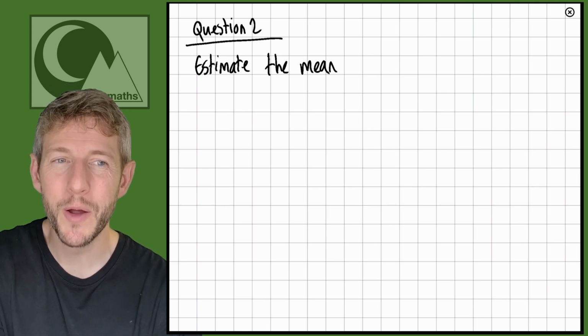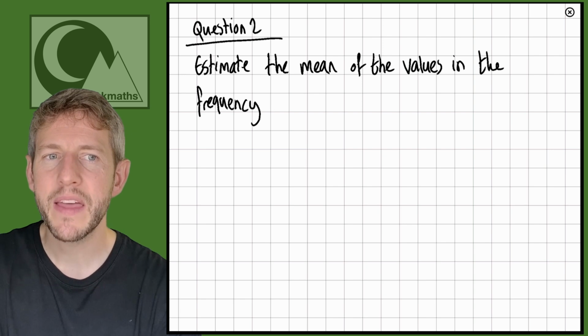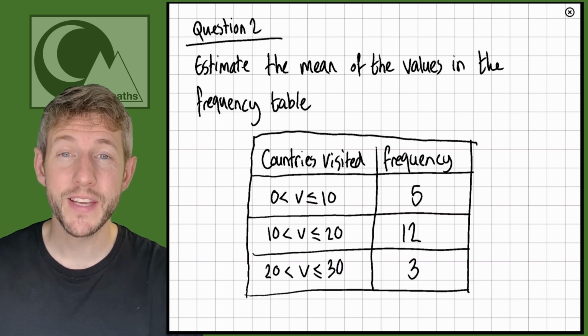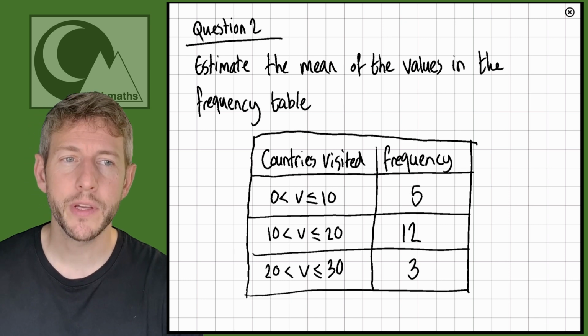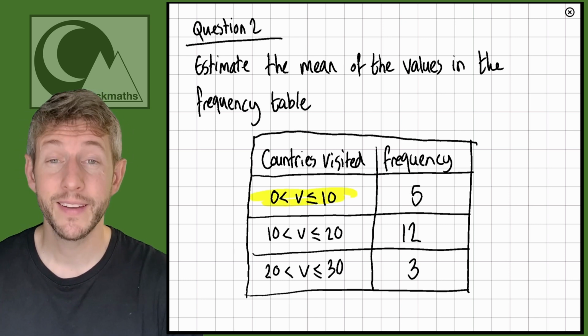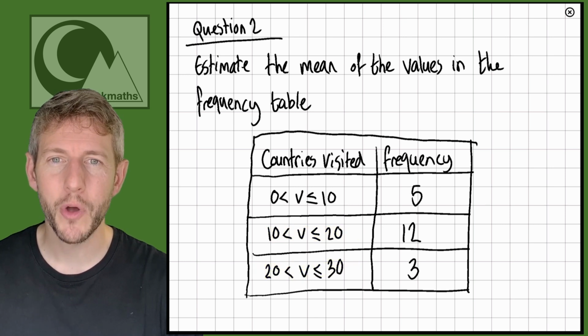Okay, right, so here we go. This is a bit of a nicer table. It's a little bit smaller. And it says, estimate the mean of the values in the frequency table. So we've got our frequency table this time. And this says countries visited up here. And we've got the intervals 0 to 10, 10 to 20, and 20 to 30. And then next to that, we've got our frequencies.